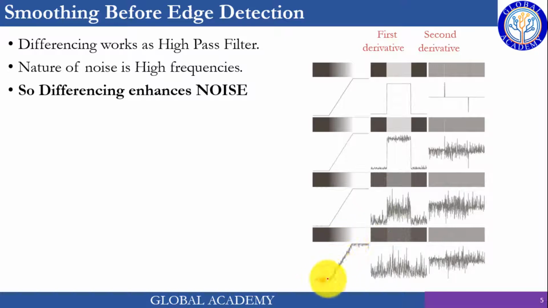And in the case of the fourth image, which is contaminated using even more variance of noise, this time the noise is very clear in the 1D profile of this image. The 1D profile of the first derivative is not even recognizable, and in the image plot edges are still a little visible, but in the second derivative it is completely noise.